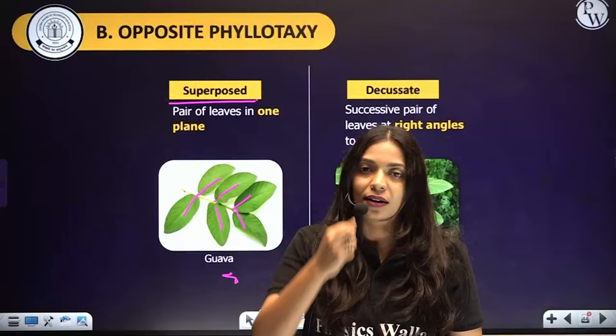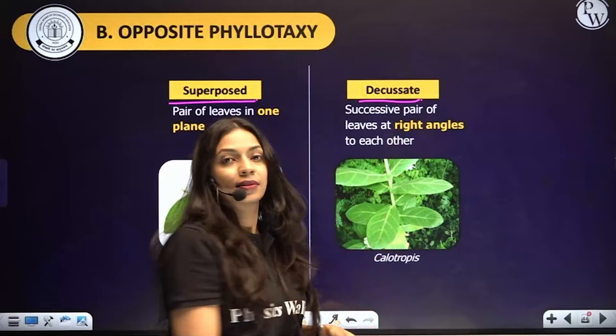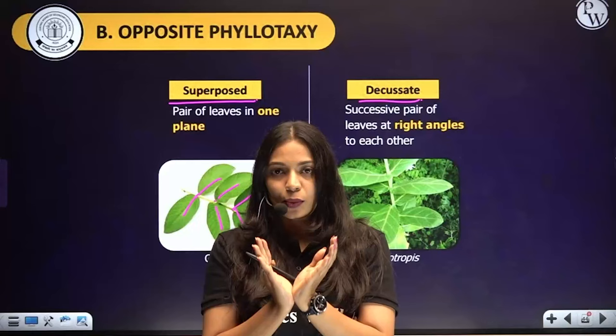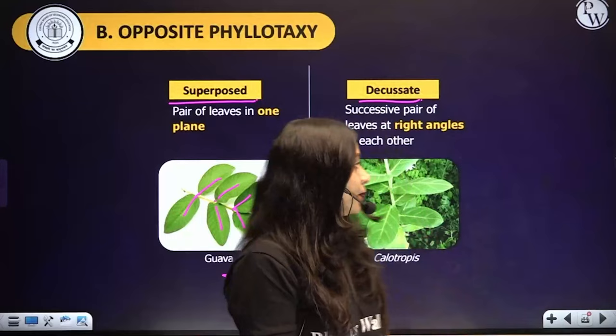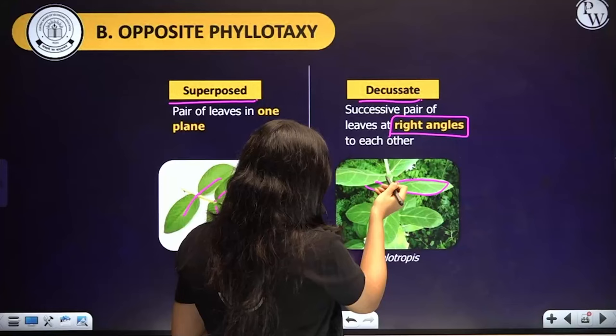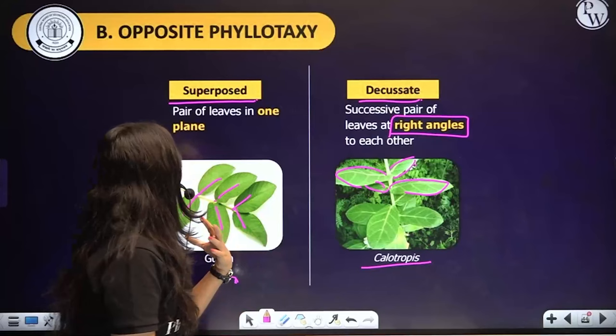And alternate decussate is when they are at right angles. So if in one node, leaves are present in this angle or in this plane, in the next one they'll be present like this. In one they are like this, in the next at right angles. Again, in one they are like that, in the next they are at right angles. So this is called opposite decussate. Here the successive pair of leaves are at right angles to each other. Here you can see over here they are in this plane, again they are at right angles. You can observe this in calotropis plant. And opposite superposed, you can see in guava plants.